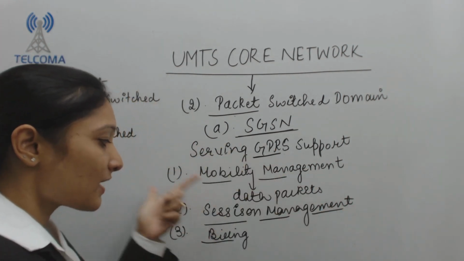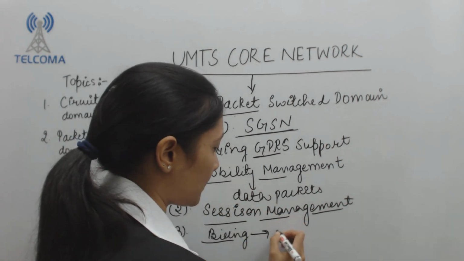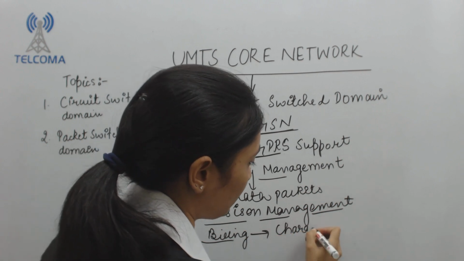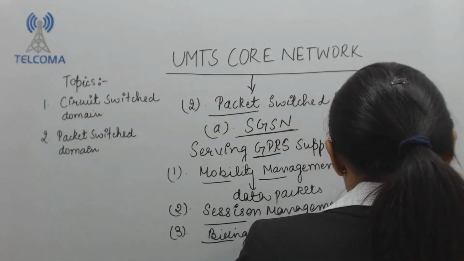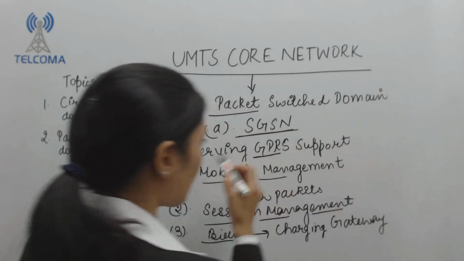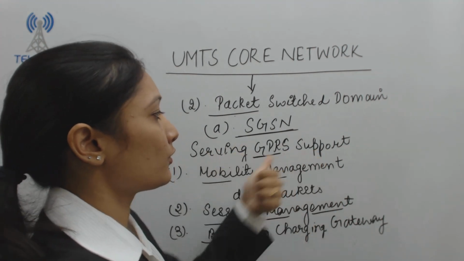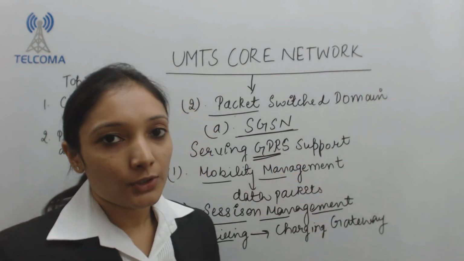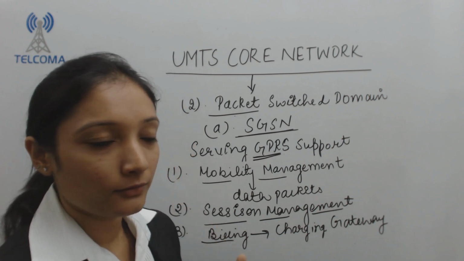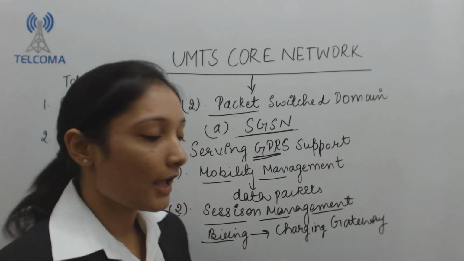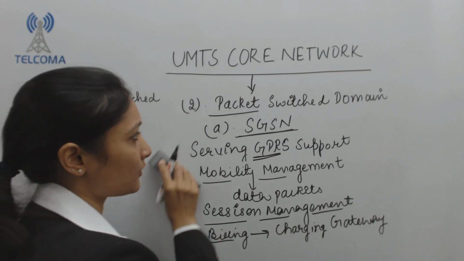The SGSN performs the billing operation with the help of some charging gateway functions of our GPRS. So SGSN is the serving GPRS support node which is currently serving the user equipment which is attached to it. It performs mobility for the data packets, session management, and billing of the users with the help of charging gateway functions.